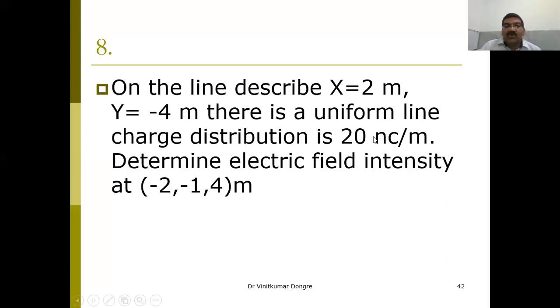Okay. So the line where it is located is given. What is the charge distribution? It is given. And what is asked? Determine the electric field intensity at this particular point. What is that point? Minus 2, minus 1, 4 meter. So this is a very simple problem. Now we will draw a diagram for this.